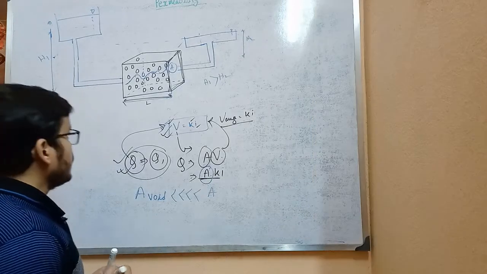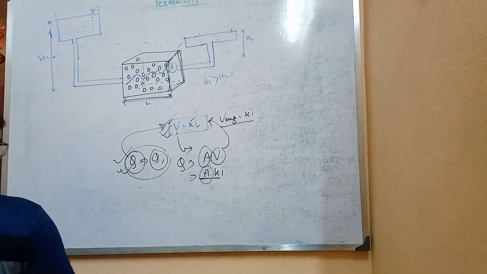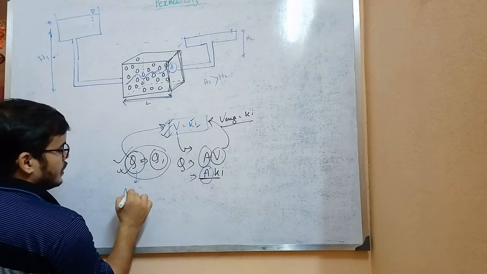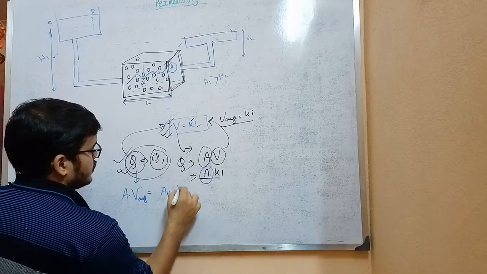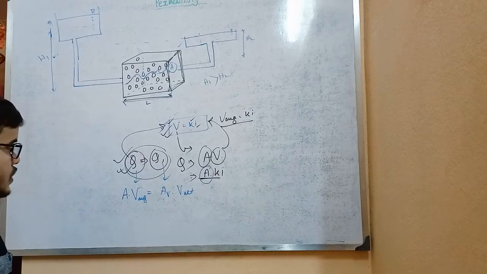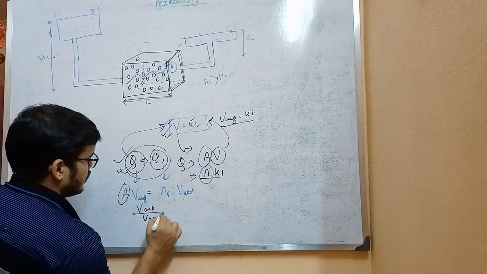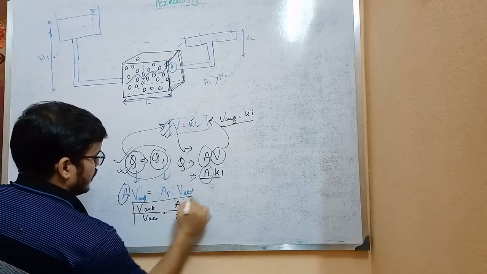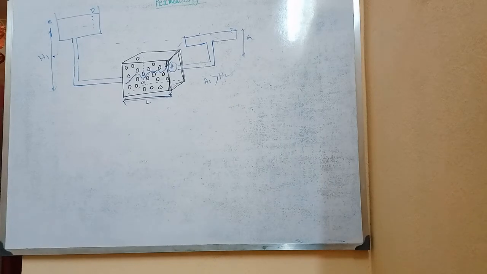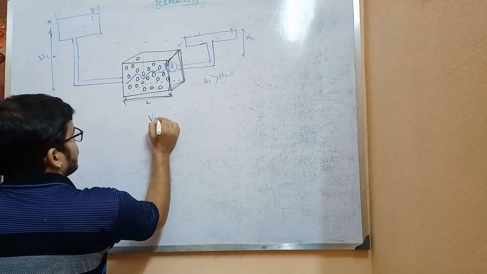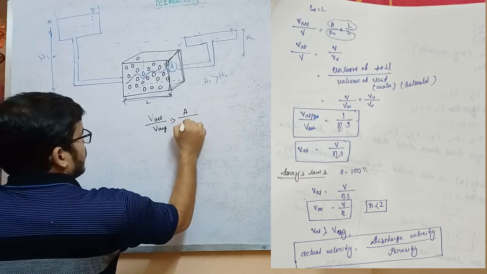So from here, area into average velocity equals area of void into actual velocity, that is Q1. Okay, so V average by V actual equals area of void by actual area. Now V actual by V average equals area of soil by area of void.